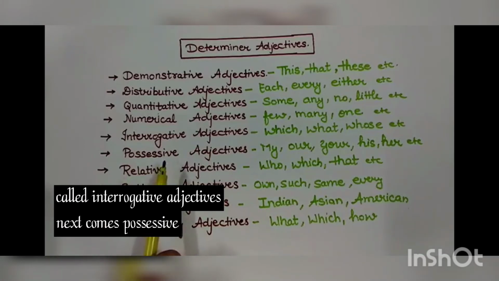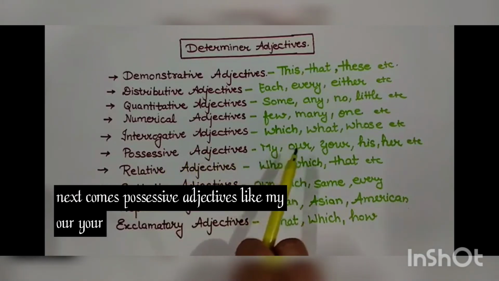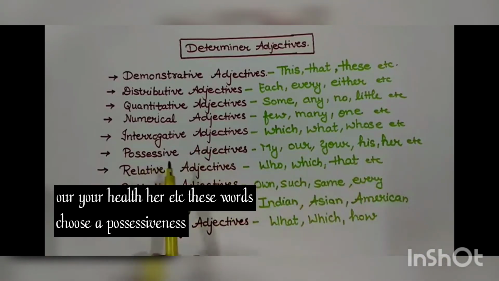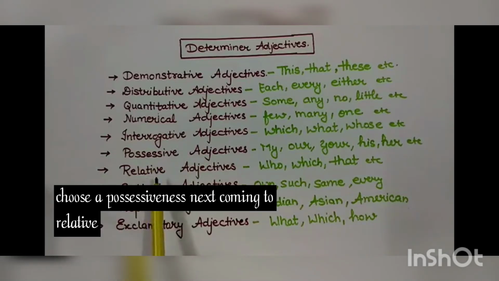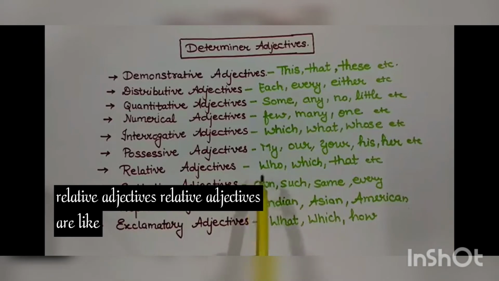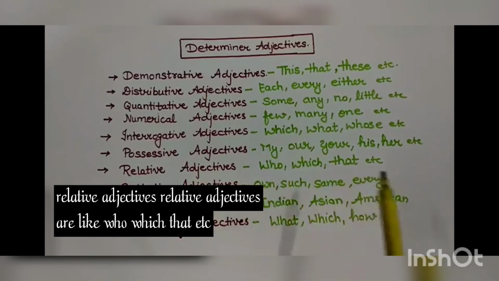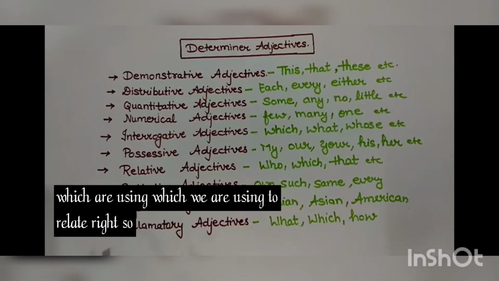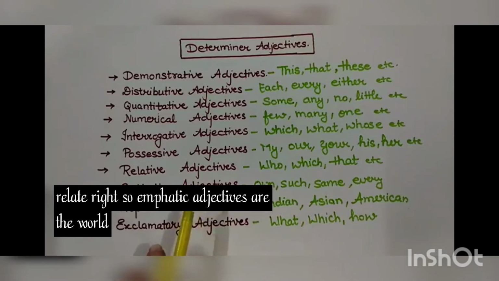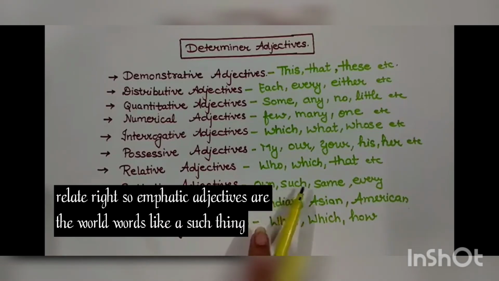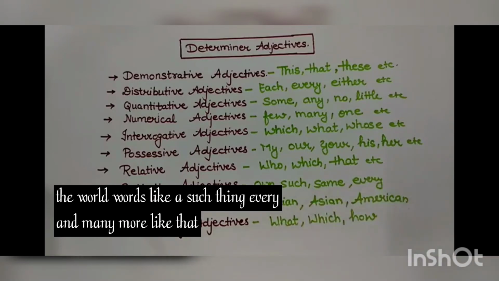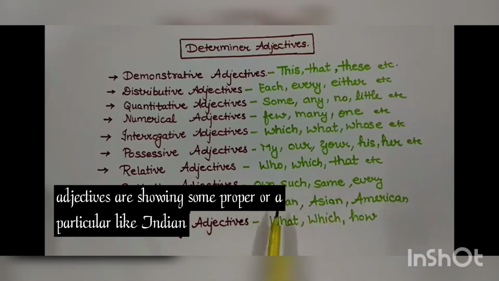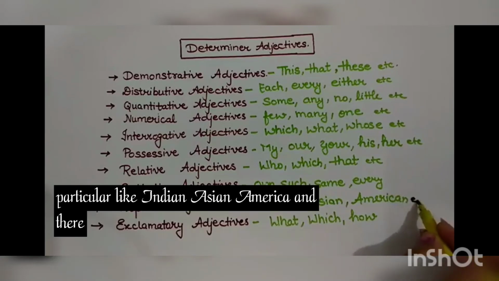Next comes possessive adjectives like my, our, your, his, her, etc. These words show possessiveness. Next, coming to relative adjectives. Relative adjectives are like who, which, that, etc. The words which we are using to relate, right? So, emphatic adjectives are words like own, such, same, every, and many more like that. Proper adjectives show something proper or particular, like Indian, Asian, American, and there can be many more examples.